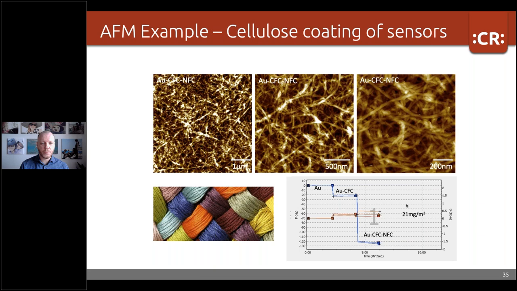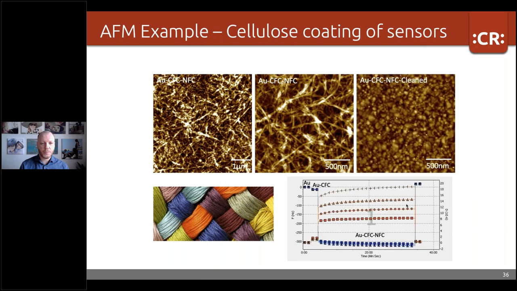And we could show that just by using the ordinary cleaning protocol for the gold coated sensors. So after you have done your measurements, you first coat them with the cellulose, you do your measurements, and then you can clean them as you normally do with the gold sensors. And then we could measure that we removed all of the cellulose from the surface, which you can also see here by the AFM image. So this is the pure clean gold substrate that we see again.